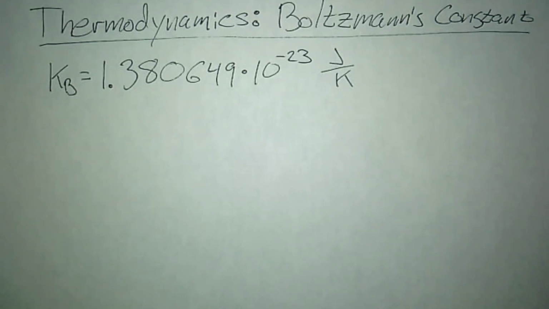I want to talk to you today about Boltzmann's constant in thermodynamics, which is one of the 7 most important constants in physics. For those of you who don't know, in 2019, they redefined how they determine the SI base units. So there are certain constants that are fixed in physics now, and we fix them to exact specific numbers.